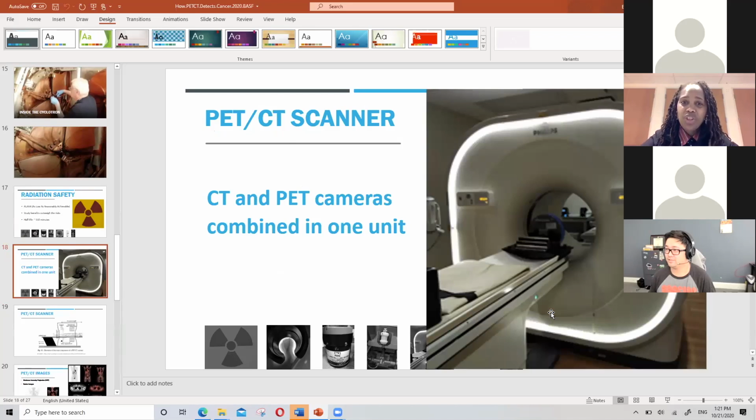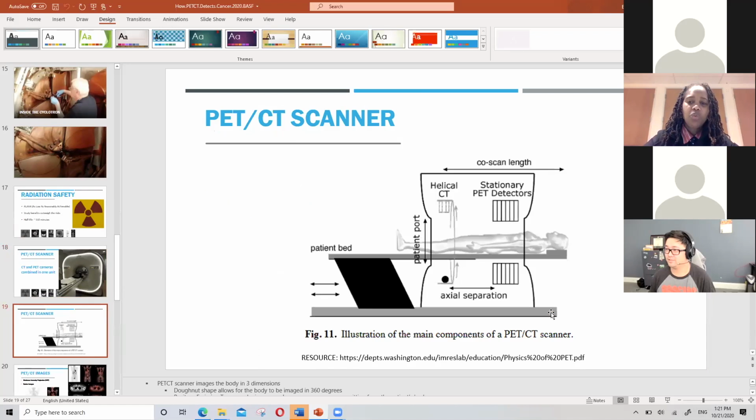The second tool that we use is a PET-CT scanner. PET-CT scanners combine CT and PET cameras into one unit, one of them being in the front and one of them being in the back. All PET-CT scanners have some kind of patient bed where we will lie the patient. You'll see that it basically combines the CT portion, which is in the front of the machine, with the PET portion, which is in the back of the machine. But it's all in one unit. So this way we don't have to move the patient off the table.